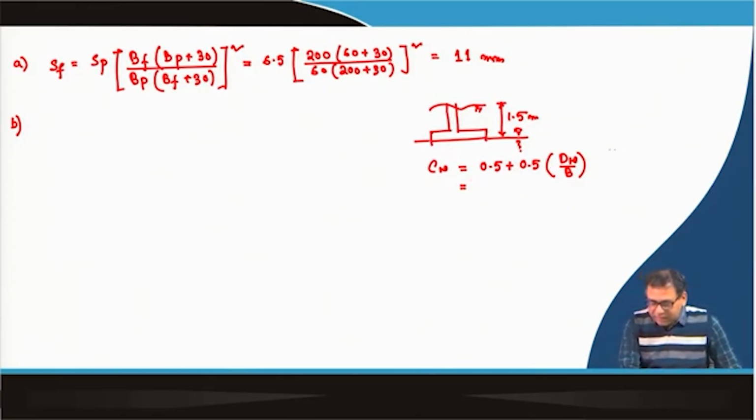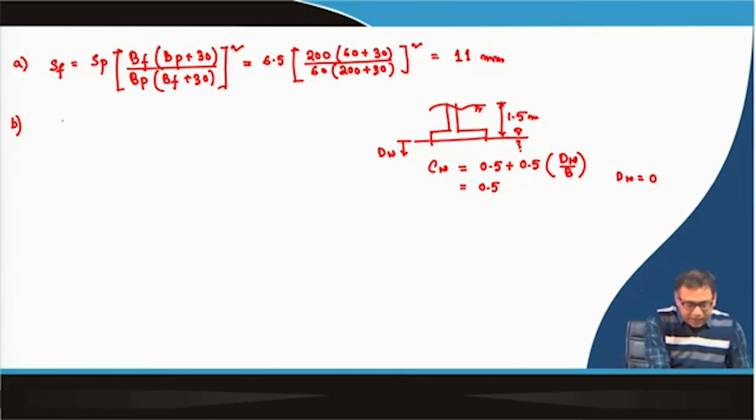Here, as per the IS code, the Df is calculated from the base of the foundation. So basically Df is calculated from the base of the foundation. Here the water table itself is at the base of the foundation. So the dW value is also calculated from the base of the foundation, and here dW itself is 0. So that means we can write that Cw is 0.5. Okay.